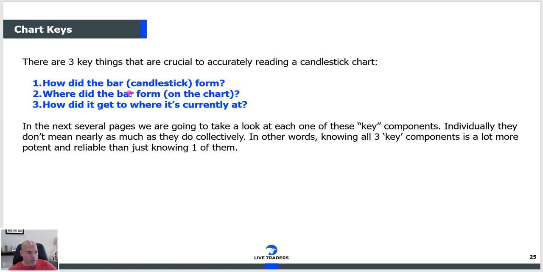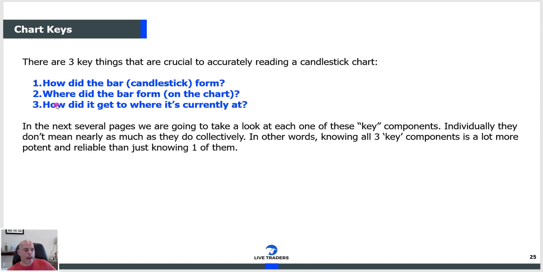Where is the bar forming on the chart? Is this the ninth bar up? Is this the first bar up? Is this a wide range bar after four wide range bars? So it's the fifth wide range bar? If it's the fifth bar up, is it a narrow range bar, right? So how did the individual bar form that you're looking at? Where did this bar form in the context of the overall chart, okay?